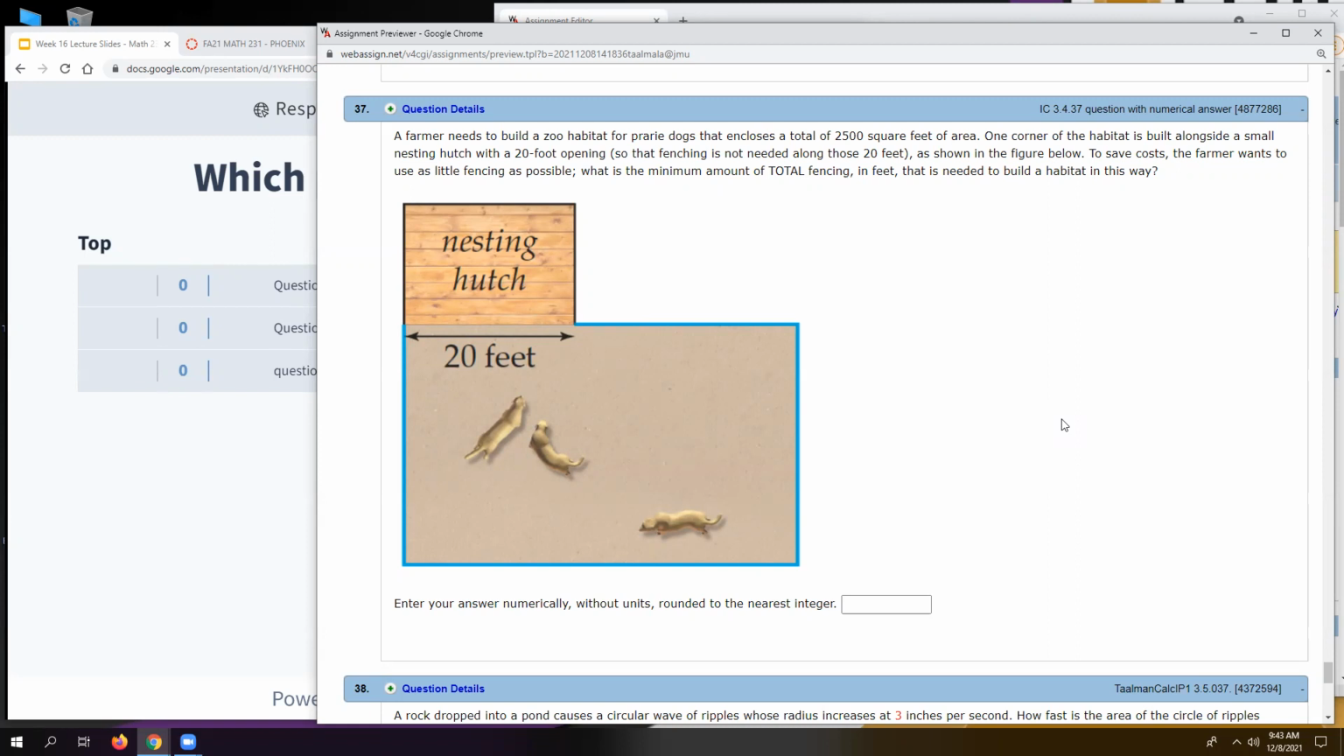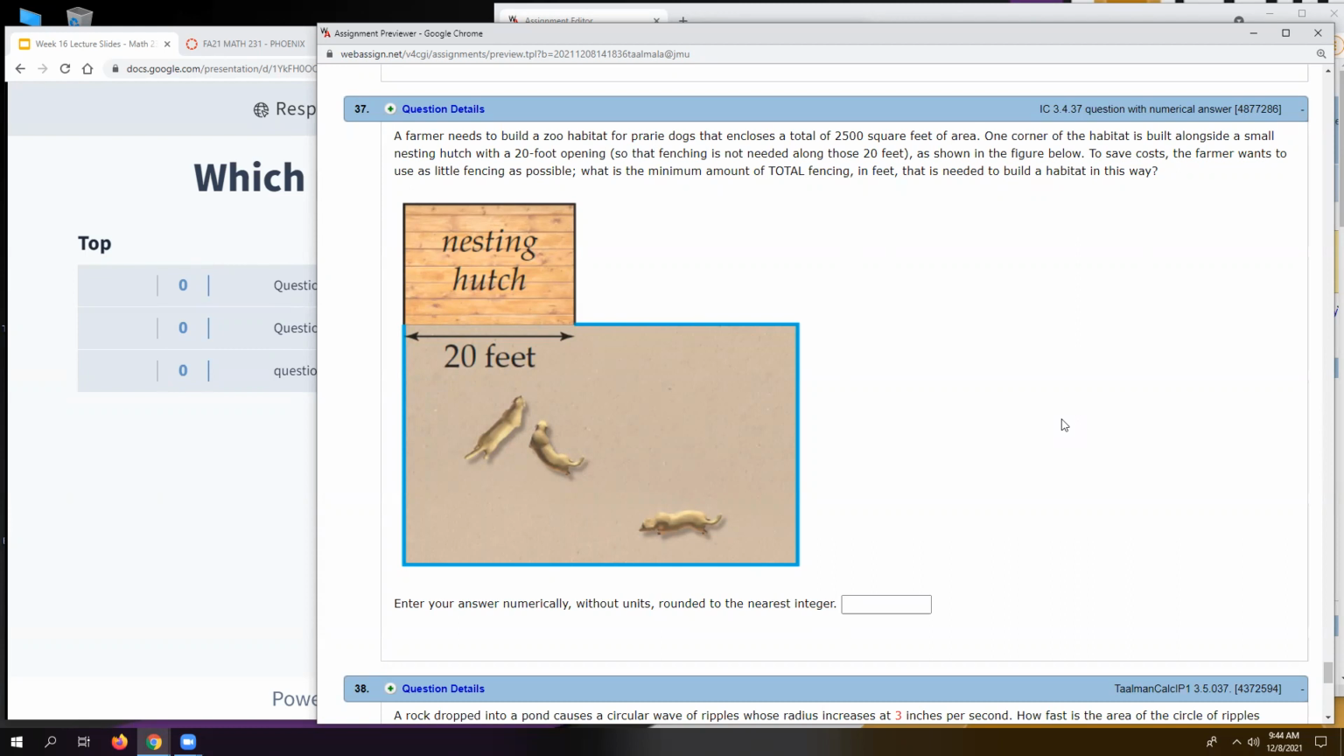By the way, I have actually no idea whether prairie dogs have a nesting hutch. I don't think I've ever seen any prairie dogs, but this is what I imagined would happen in a prairie dog situation. Hopefully that's accurate. Yeah, I hope so.